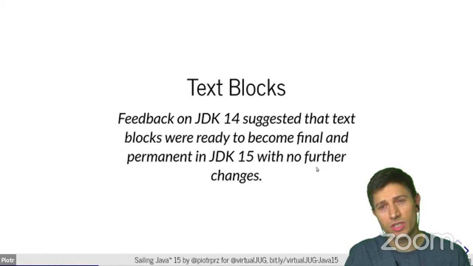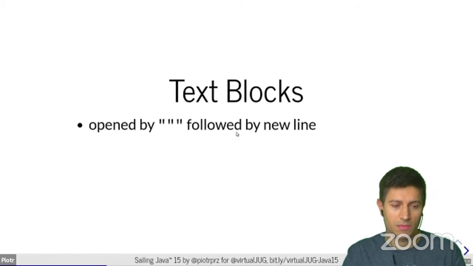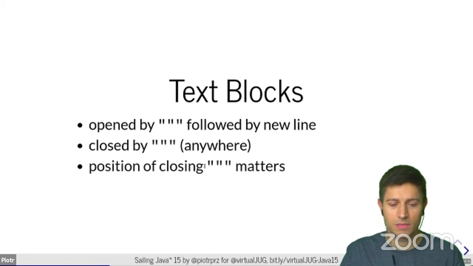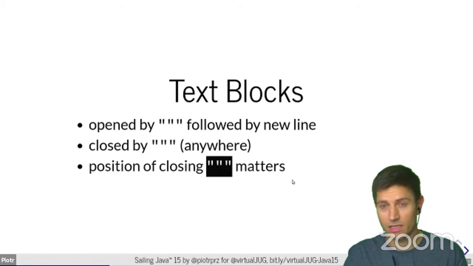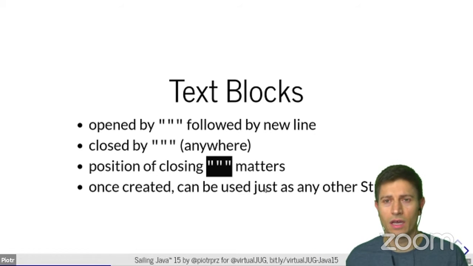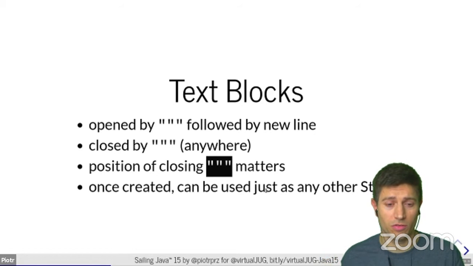There were no changes since Java 14 as far as I can tell. So text blocks are opened by 3 quotation marks. Then you need to open a new line, and you need to close them somewhere. And the positioning of this closing matters. I'll show you that in a minute. Once created, it can be used just like any other string. We don't have any new kind of string at runtime. Once you create a string, it's just a string. Text blocks are only about a new way of declaring strings.